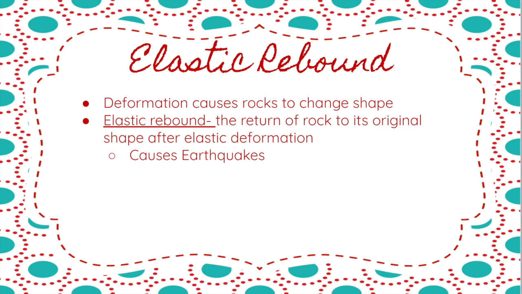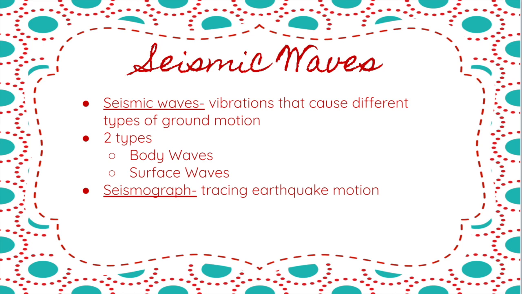An elastic rebound is when rock returns to its original shape after deformation. So it will return back to its original shape. And what causes elastic rebound is earthquakes.